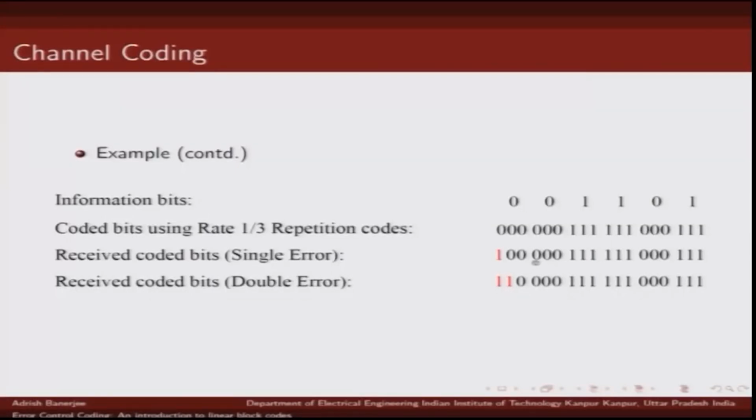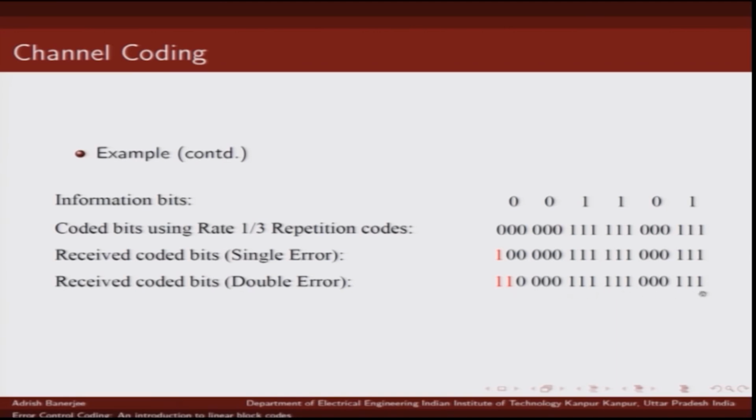If we look at other sets of bits, 0 0 0, there is no error here, 1 1 1, no error, again no error here, no error here, no error here. So, the rate 1/2 repetition code was able to detect a single error, and the rate 1/3 code is also able to detect a single error. Now, let us look at double error. Let us consider the scenario when the first 2 bits are received in error. So, we have 1 1 and the rest of the sequence is this.